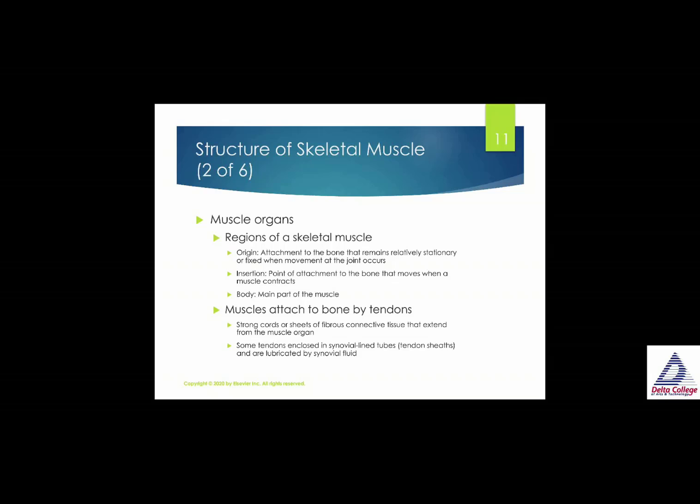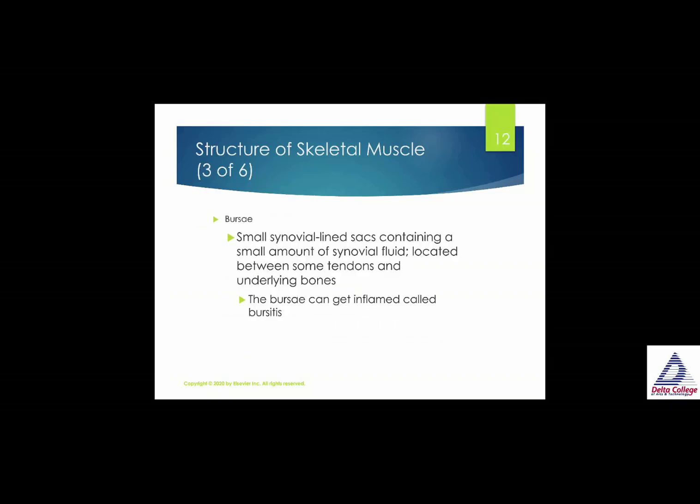Again, these strong cords or sheets of fibrous connective tissue that extend from the muscle organ attach to bone by tendons. And some tendons are enclosed in synovial-lined tubes called tendon sheaths and are lubricated by a synovial fluid. Now, the bursa is a small synovial-lined sac containing a small amount of synovial fluid located between some tendons and underlying bones. The bursa can get inflamed, which is called bursitis.